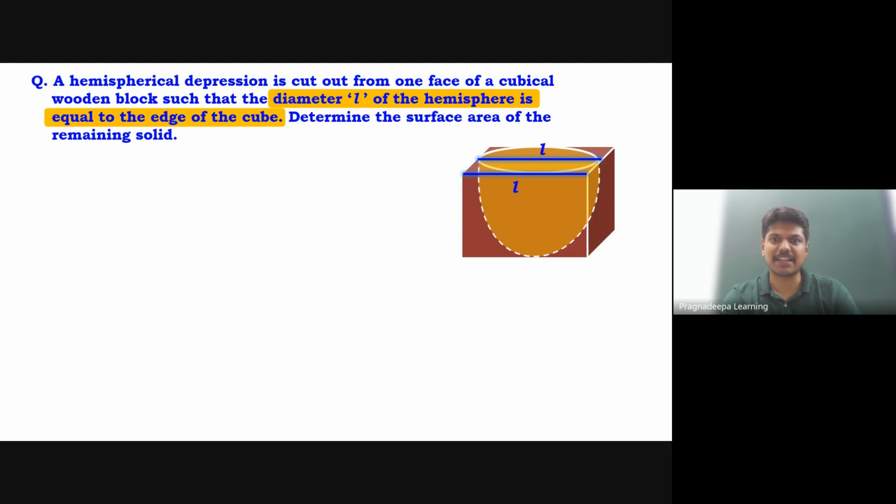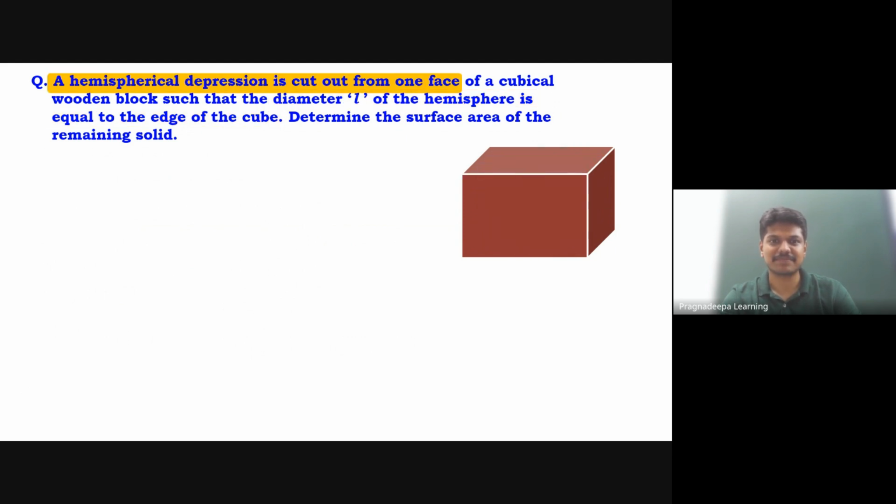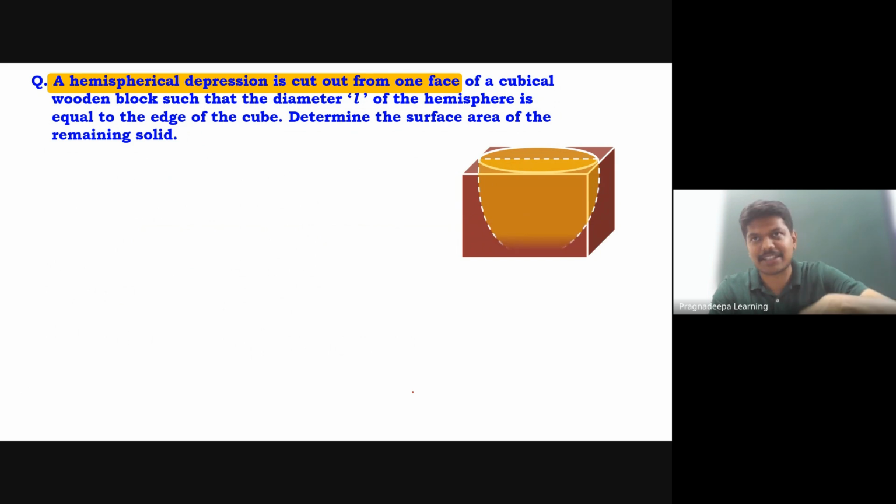Okay, so let me start from the beginning. There is a cubical block, and a hemisphere is cut from one face of the cube. Let us take one hemispherical depression from the top face. Depression means you have to cut, seeing down, right?